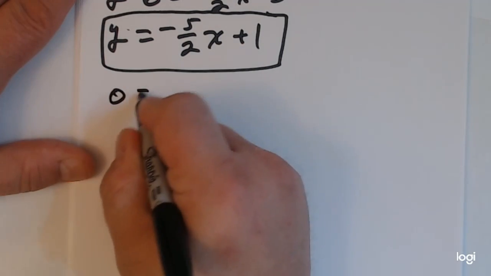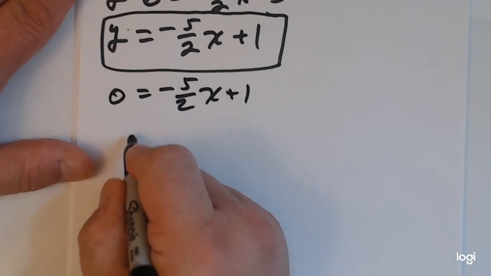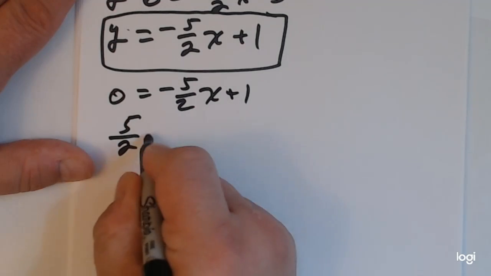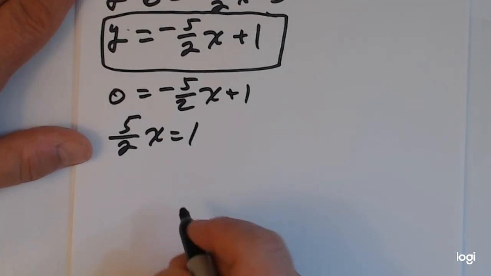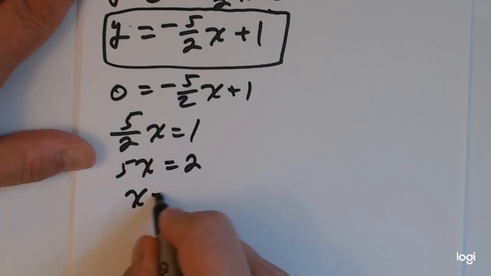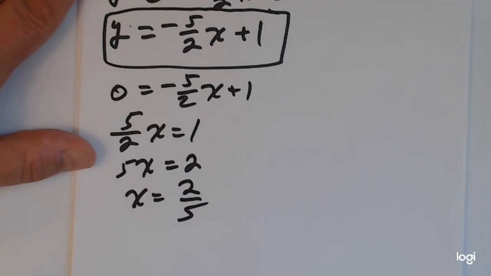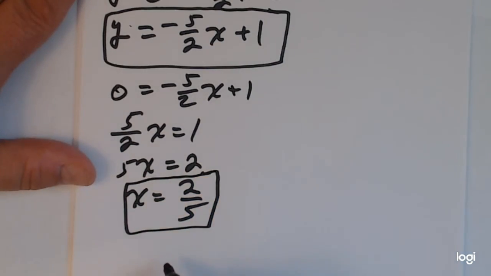Now, we want to graph this, so let's find the x-intercept. So 0 is equal to negative 5/2 x plus 1. 5/2 x equals 1. We're going to add 5/2 x to each side. So 5x equals 2, and x equals 2/5. We divide through by 5. So the x-intercept, 2/5, is 0.4.